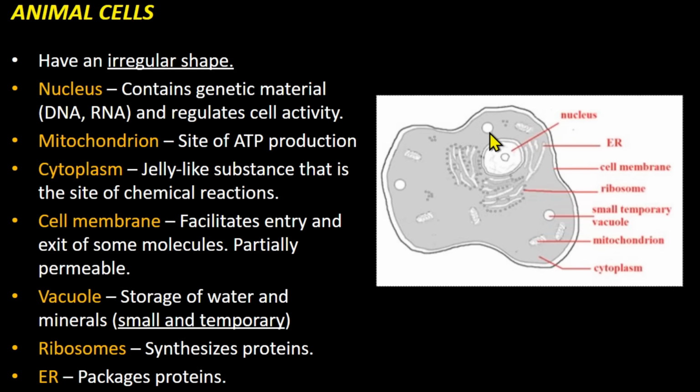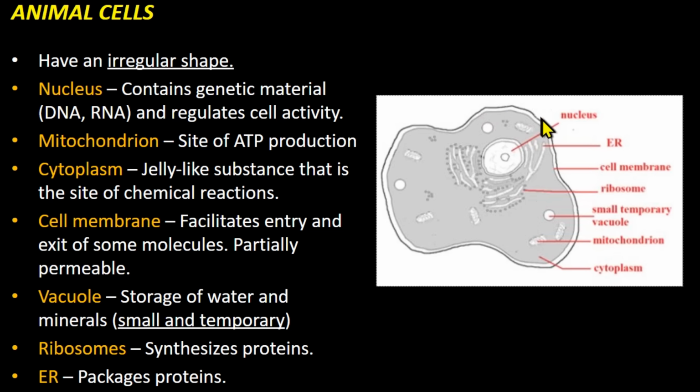Here we have an animal cell. Animal cells have a more globular, irregular shape. In the animal cell, the organelles include the nucleus, which contains genetic material that includes DNA and RNA, and it regulates cell activity. Then we have the mitochondrion, and this is the site of ATP production or respiration. The jelly-like substance that fills up the cell and helps keep its shape is the cytoplasm, and this is also the site of chemical reactions.